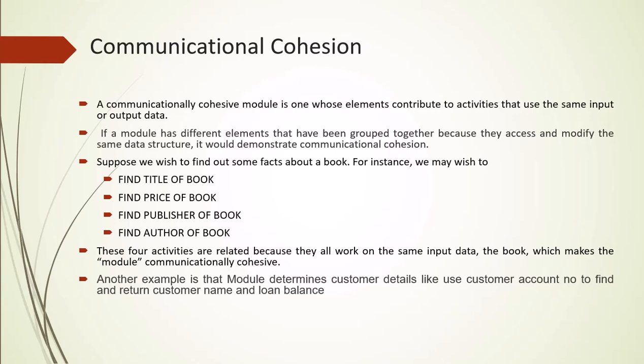Another example is a module that determines customer details, like using the customer account number to find and return the customer name and loan balance. If you visit a bank branch and you have forgotten your account number, you give your CNIC number and they find your account number. Or if you give your account number, all your details, name, CNIC number, balance come. So this means all these attributes are in cohesion. And what type of cohesion? Communicational cohesion.